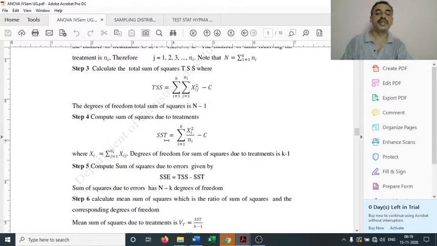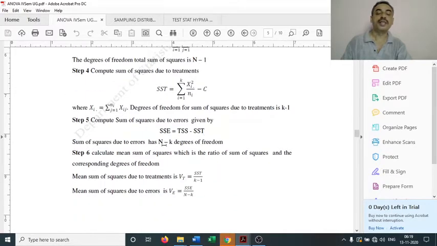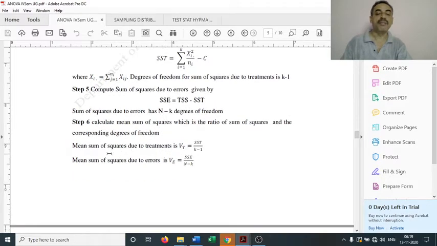Next is SST, that is the sum of squares due to treatments. It is given by sigma i is equal to 1 to k xi dot square by ni minus C, which has k minus 1 degrees of freedom. And next is SSE, which is obtained from the above two sums of squares, that is TSS and SST, that is TSS minus SST, and its degrees of freedom is n minus 1 minus k minus 1. Here TSS minus SST. Therefore, the degrees of freedom is n minus 1 minus the degrees of freedom of SST, that is n minus k.